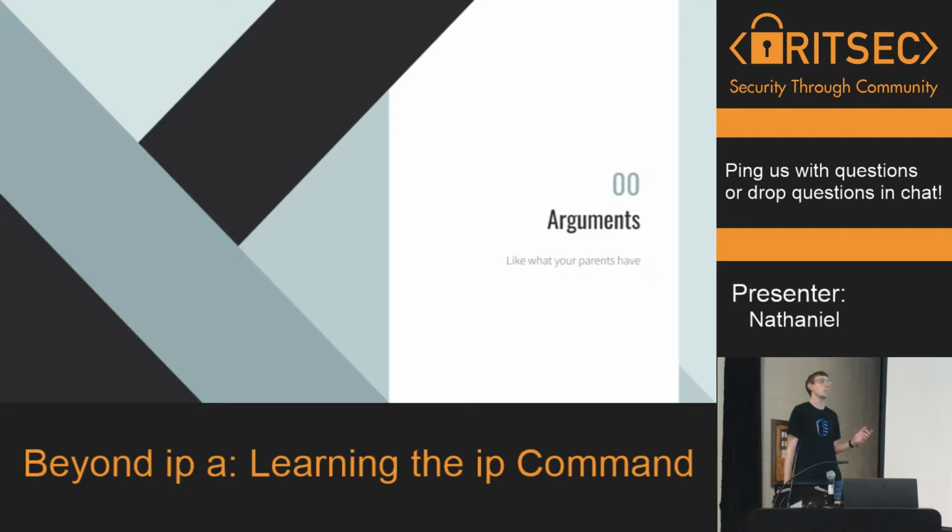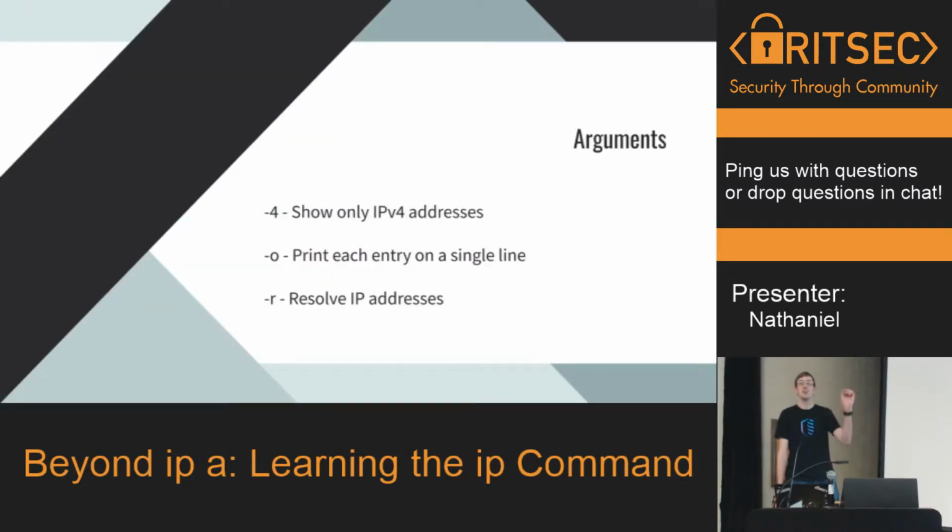First off, there are some arguments that can be used anywhere. A few of these examples: right after you type IP, you can do -4 to only show IPv4 addresses, because we don't really care about IPv6. That's not a thing, really. You can also use -o to print each entry on a single line, which is really nice for writing scripts and stuff. You don't have to parse through 4 different lines for the same interface.